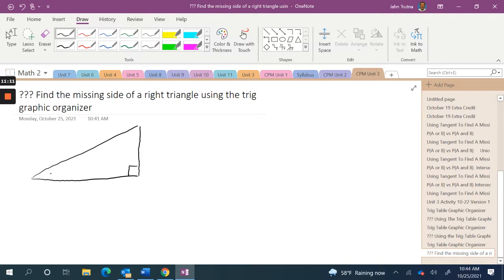Okay? Victoria, I need you to give me a slope angle, and it has to be from the graphic organizer. Which angle would you like?